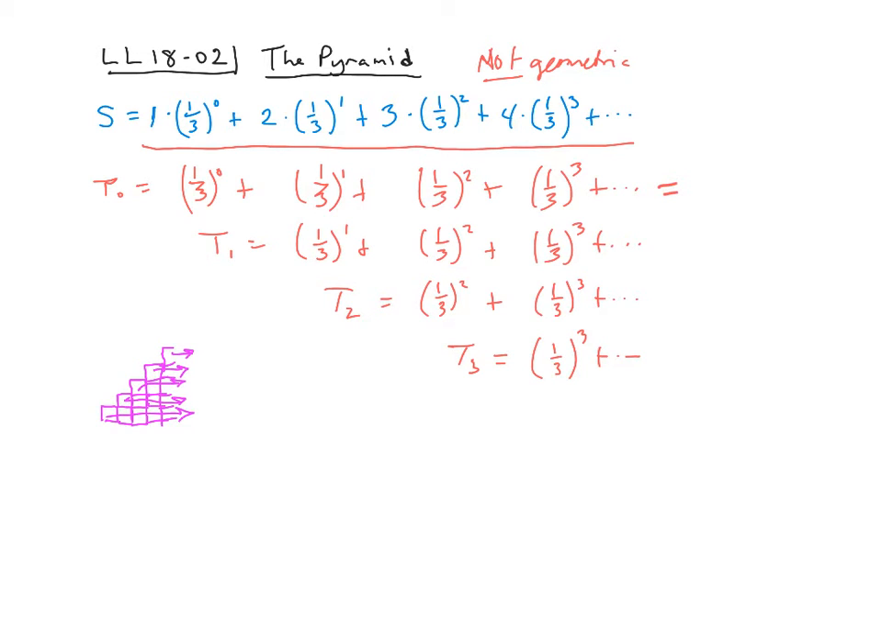So this T0, for example, its first term is 1, because 1/3 to the 0 is 1, and its common ratio is 1/3. See, that actually is a geometric series, because now I can bounce from this term to the next, from each term to the next, by multiplying by 1/3. So that's a geometric series, and its sum is 1/(1 minus 1/3).